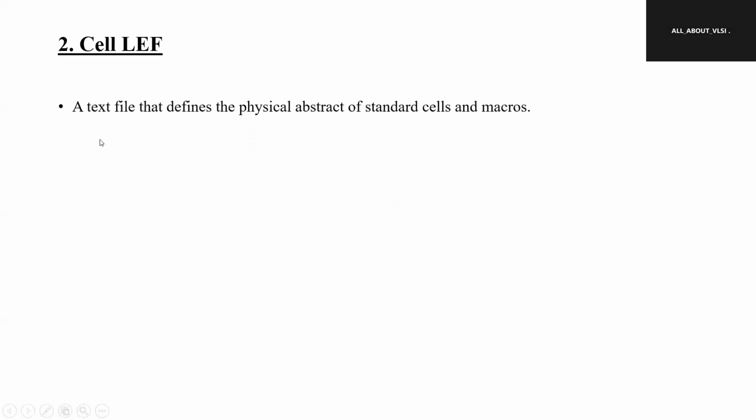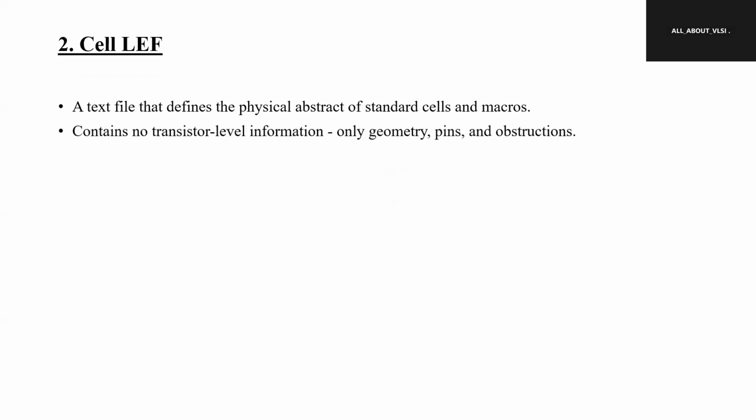And the second one is the cell LEF file. What does the cell LEF contain? Complete physical information, right? Complete height and width of the standard cells. So what is the main difference between technology LEF and cell LEF? Technology LEF contains the complete information related to metal layers and vias, right? In cell LEF we have complete information of standard cells, which means macros, IPs, all this physical information. It is a text file that defines the physical abstract of every standard cell and macro, right?